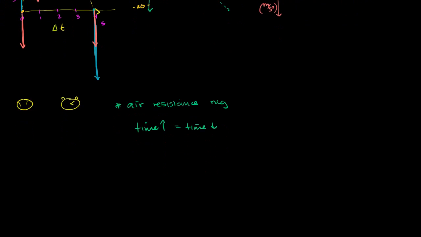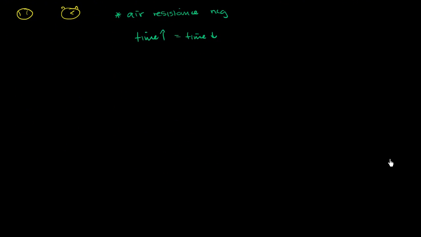So let's play around with some numbers here just so we get a little bit more of a concrete sense. Let's say I throw a ball in the air, and you measure, using the stopwatch, that the ball is in the air for 5 seconds. So how do we figure out how fast I threw the ball?